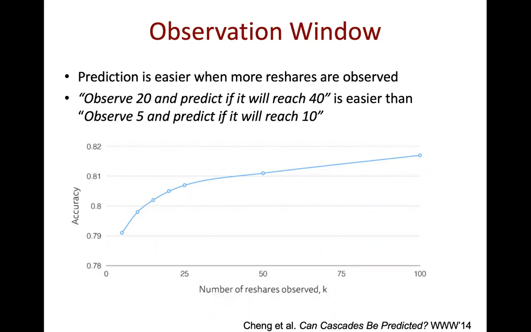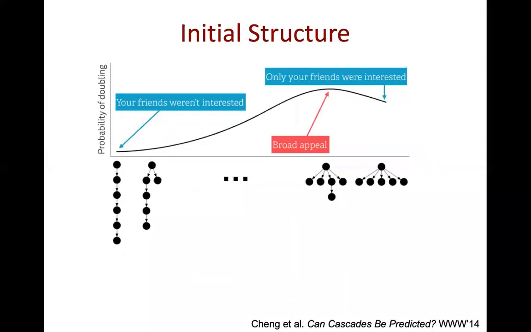Just a little bit more information on cascades, though not that interesting. Internal structure is very important, and you can see different types of graphs. The very first one just gets shared one by one, a single-chain cascade. In the beginning friends are not interested, but only your friends were, so it spreads only to your network.